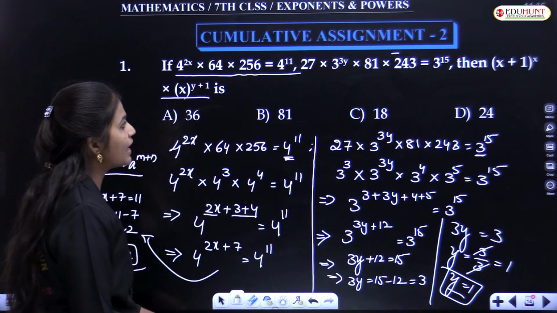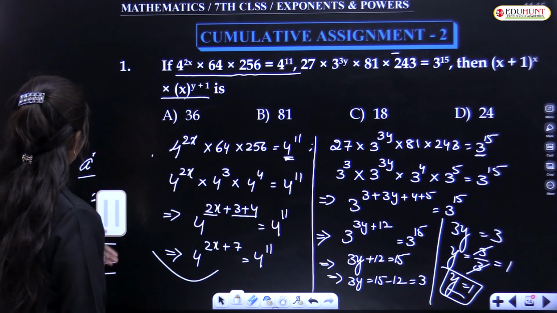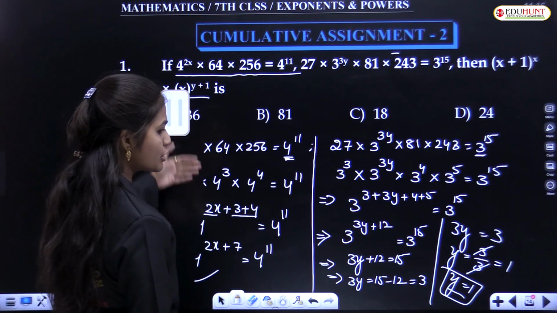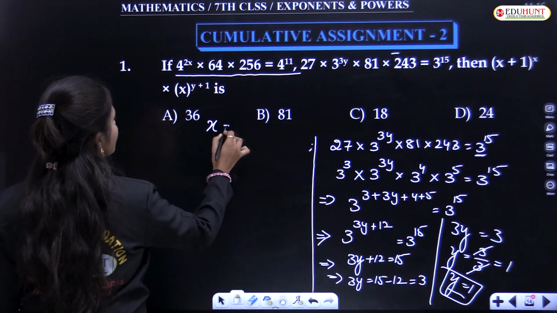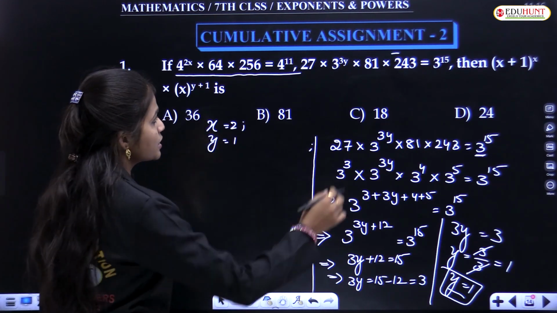So substitute those values here. Which one we need to find out? Yes. Here we got that x is equals to 2, y is equals to 1. So those values we need to substitute here.